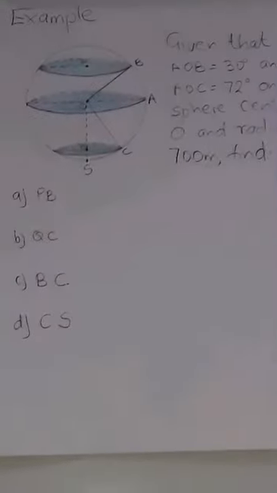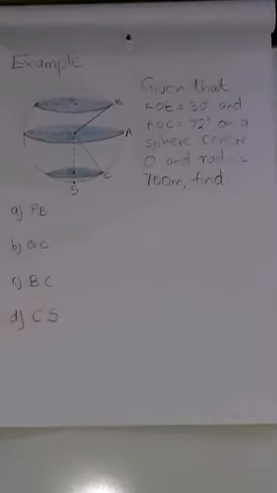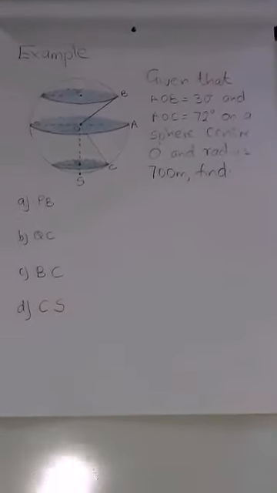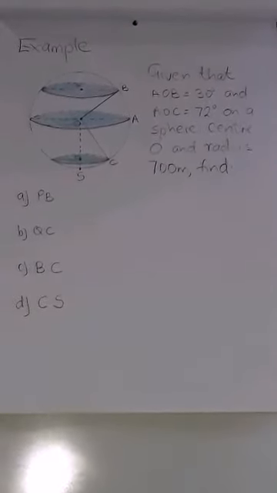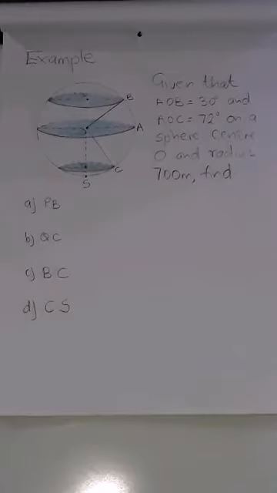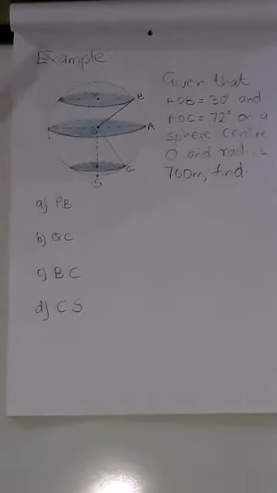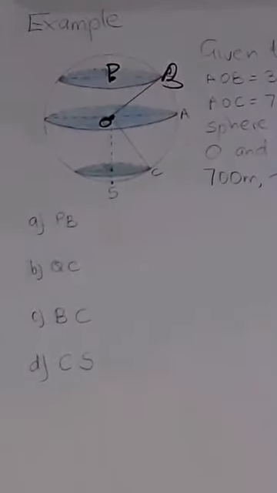Given that AOB equals 30 and AOC equals 72 on a sphere of center O and radius 700 meters, find PB. This is P, the center of a small circle. This is B, this is O, and this is the center of the sphere. All right. So find PB.